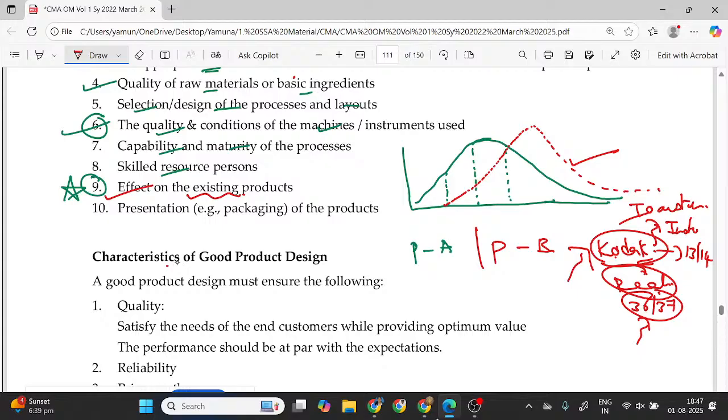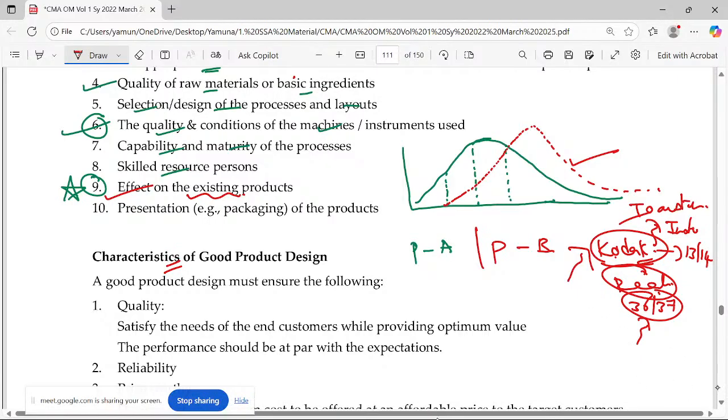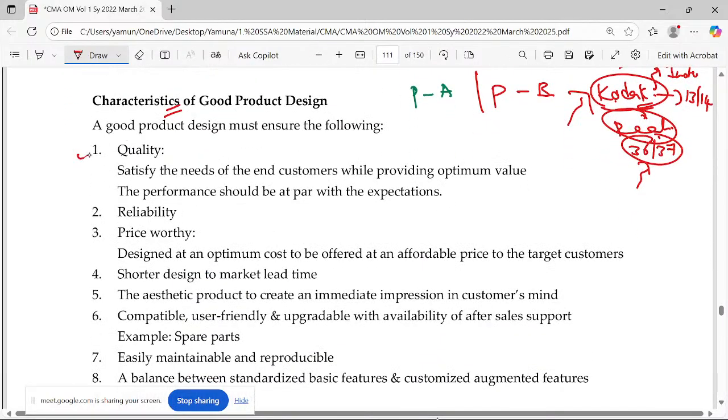Next, we'll go for the characteristics of a good product design. More or less repeated concepts. First, quality: it has to satisfy the needs of the end customers. Reliability: it should be reliable. Price worthy: it has to be offered at an affordable price to the target customers. Shorter design to market lead time. Shorter design does not mean shorter in size. The design should be done quickly, immediately. It should not take a long time to make the design.